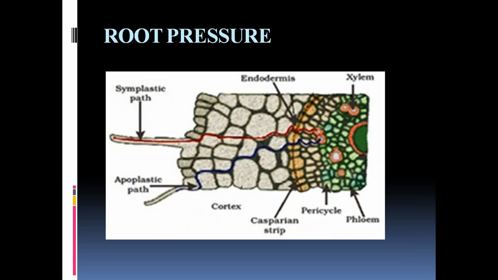Next, root pressure. We all know root pressure is another pressure that develops in the root due to continuous inward flow of water into the root cells by cell to cell osmosis, and it creates a pressure called root pressure. This root pressure also contributes to ascent of sap.